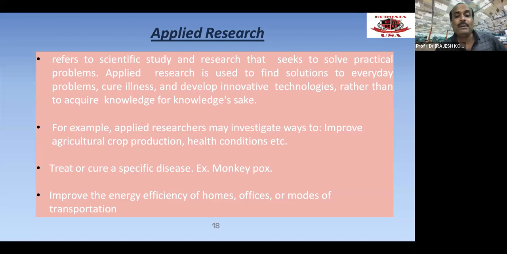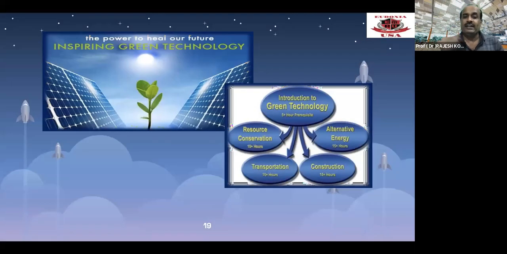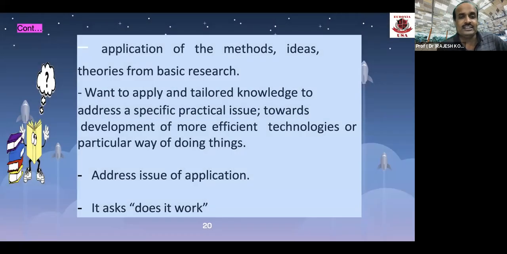For example, applied researchers may investigate ways to improve agriculture crop production, or health conditions, especially to treat or cure specific diseases, especially if you see in today's scenario, monkeypox, okay? Improve the energy efficiency of homes, offices, or modes of transportation. Think about nowadays, solar energy, how it can conserve energy, or hydroelectric energy. So green technology is how it is manifested to conserve energy.